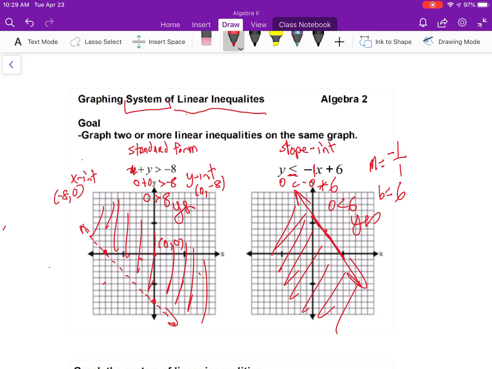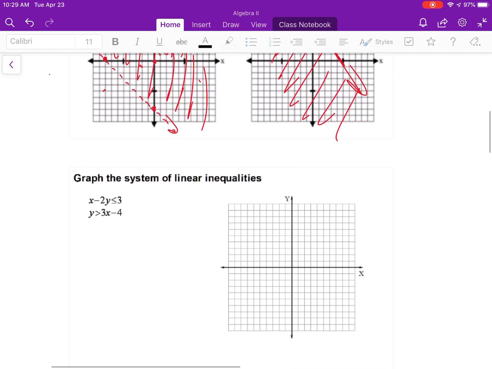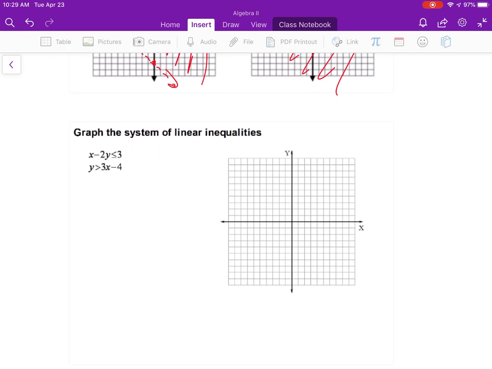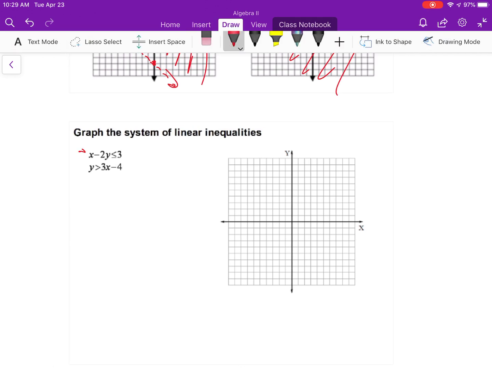Same concept, but in a system, all that tells you is that you're going to graph two of these lines. Let's graph them nicely. Going back to the standard form idea, my x-intercept is going to be at (3, 0). For my y-intercept, I'm going to have to divide. I'll get (0, -3/2), so I'm going down to about right there for my y-intercept. Here's my x-intercept. There's a line underneath it, so it's solid.